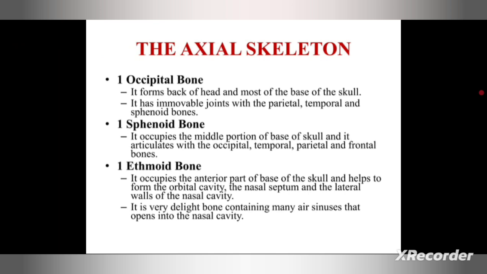One sphenoid bone. It occupies the middle portion of the base of the skull, and it articulates with the occipital, temporal, parietal and frontal bones. One ethmoid bone. It occupies the anterior part of the base of the skull and helps to form the orbital cavity, the nasal septum and the lateral wall of the nasal cavity. It is a very delicate bone containing many air sinuses that open into the nasal cavity.